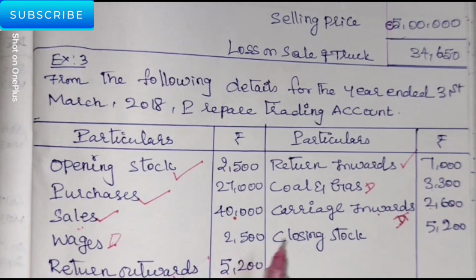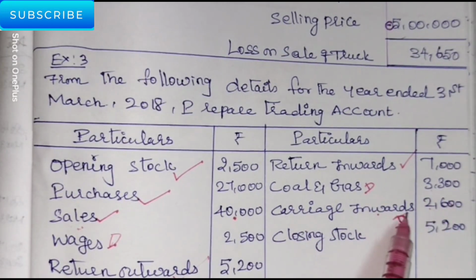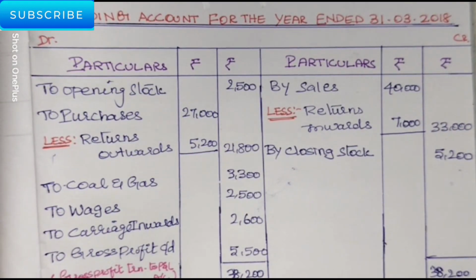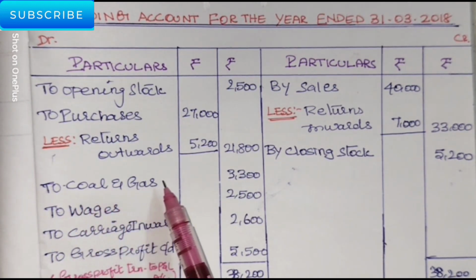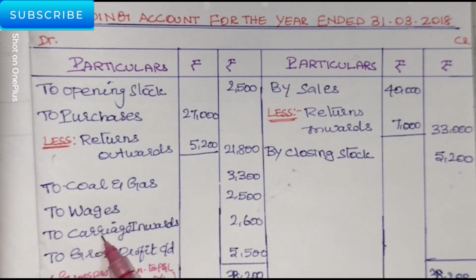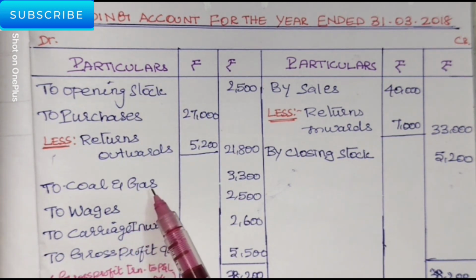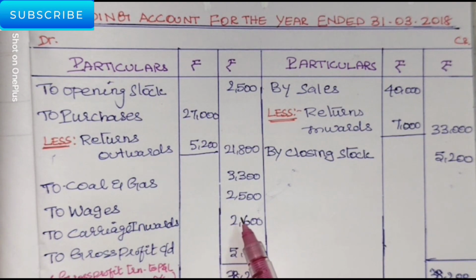Wages rupees 2,500, coal and gas rupees 3,300, carriage inwards 2,600 are to be entered on the debit side of the trading account. As per the format of the trading account, the direct expenses are entered on the debit side: coal and gas 3,300, wages 2,500 and carriage inwards 2,600. These three items come under direct expenses, so all the direct expenses are entered on the debit side of the trading account. We entered them.